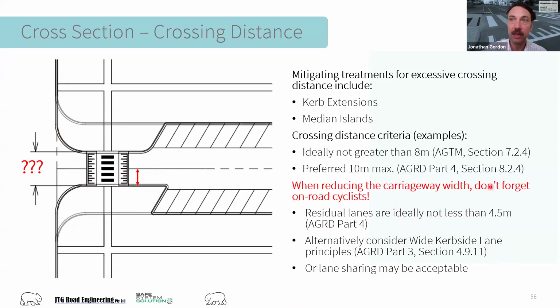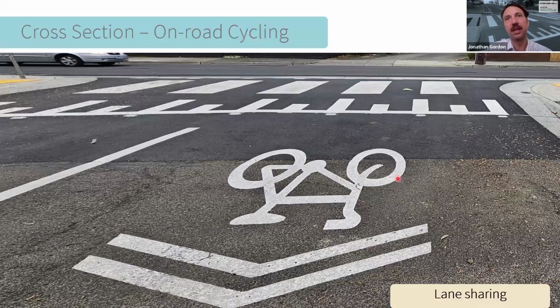If this were part of a principal bicycle network where on-road cycling is encouraged, you probably should be thinking about including it in your cross-sectional width. So jumping on to examples, here is our lane sharing. That's got the nice pavement marking, encouraging everyone to be aware that cyclists are going to be somewhere in the middle of the road potentially.